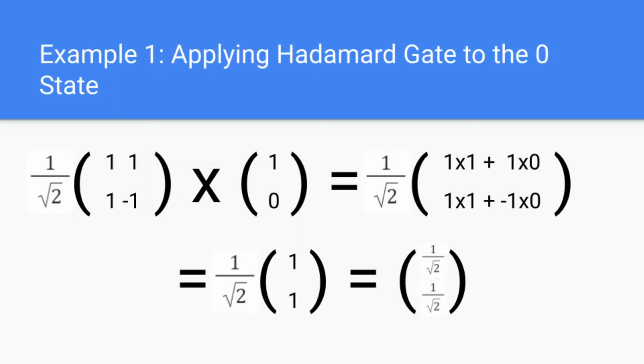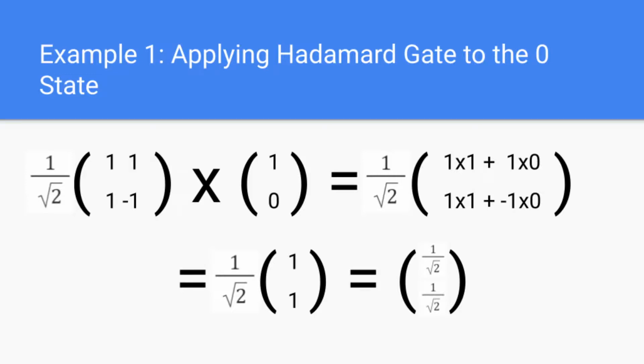So let's take a look at how the Hadamard gate is actually applied to quantum states. In this example, we will apply the Hadamard gate to the 0 state. So here we can see the Hadamard gate on the left times the 0 state, which is 1 on the top and 0 on the bottom.